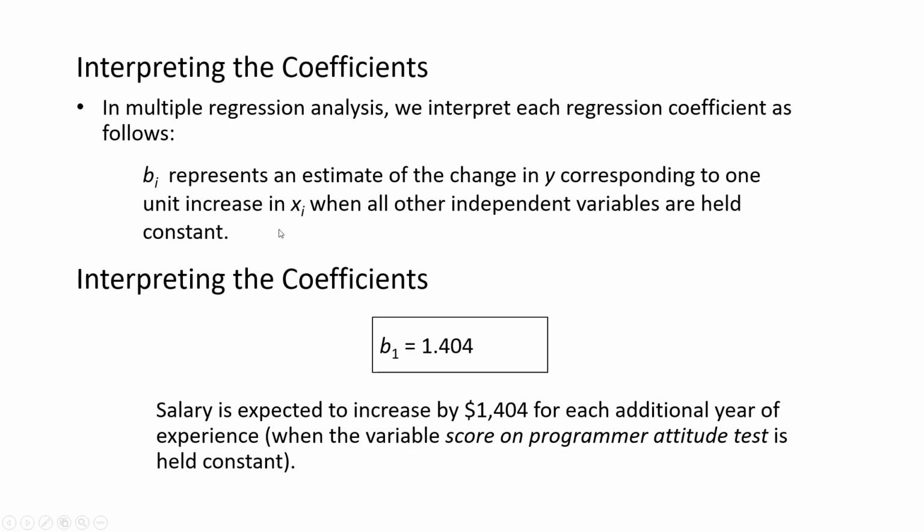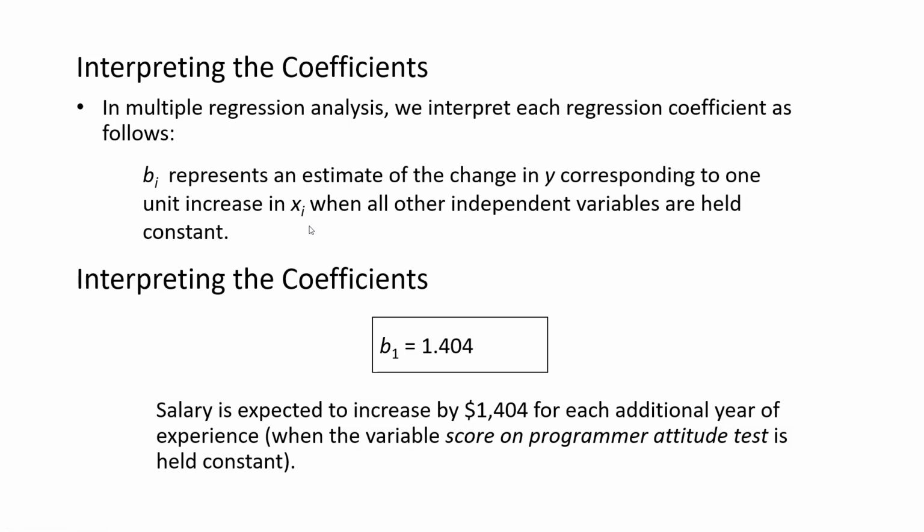So for a specific time, we will consider that this beta, which is the slope of the independent variable, represents an estimate of the change in y. So y is your salary in this example. Y is your dependent variable. So slope beta 1 will represent an estimate of the change in y corresponding to a 1 unit increase in x when all other independent variables are held constant.